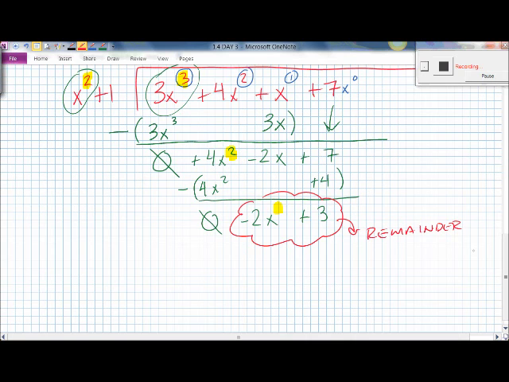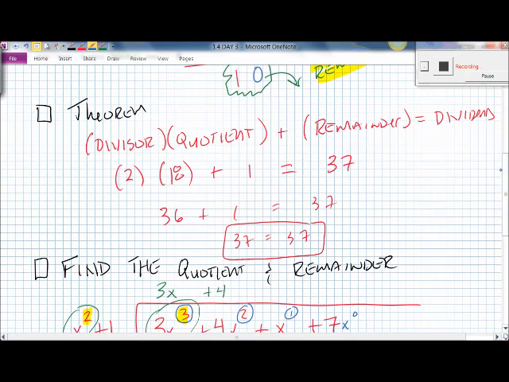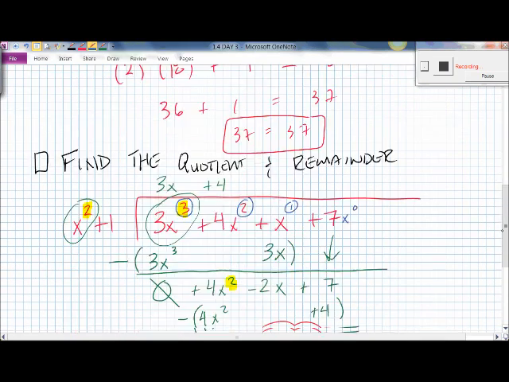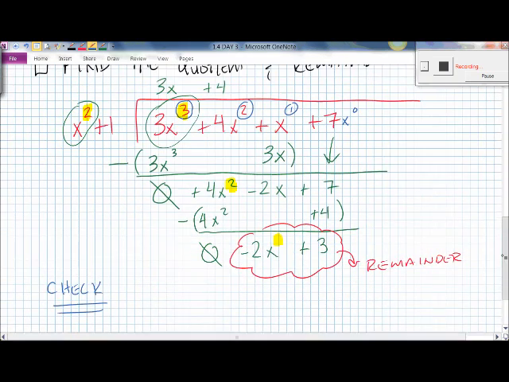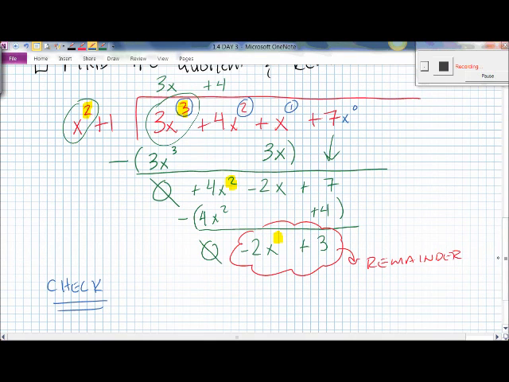We can use that theorem, which is what we're going to do to check it right now. Okay, I'm going to have you check just a couple. You're not going to have to check every single one, but we need to check at least a couple to make sure we did this right. The theorem says take the divisor times the quotient plus the remainder to get the dividend. So which one's the divisor again? Okay, so we're going to write that down. We're going to write down x squared plus 1.